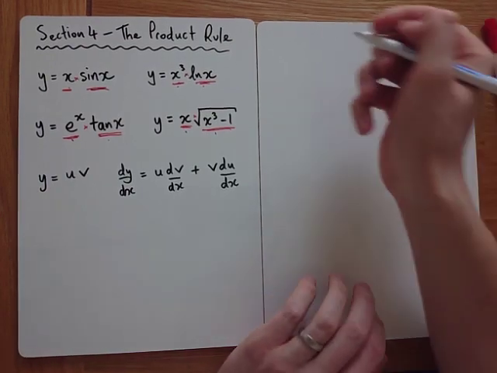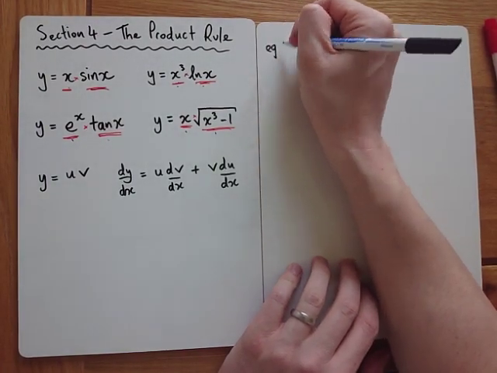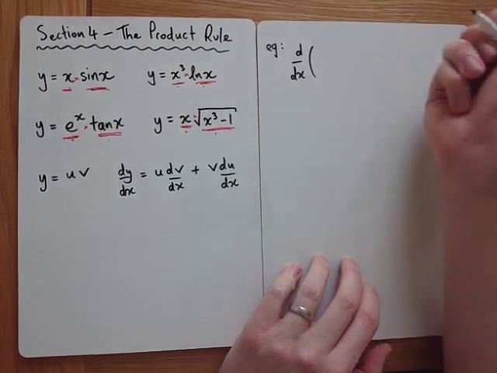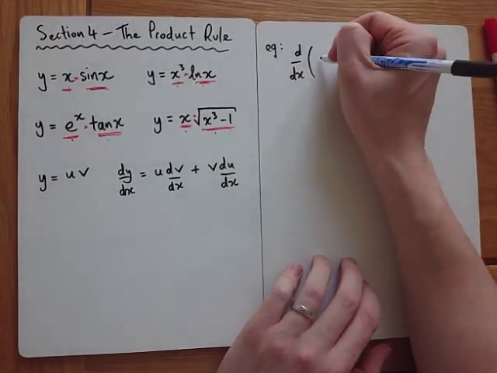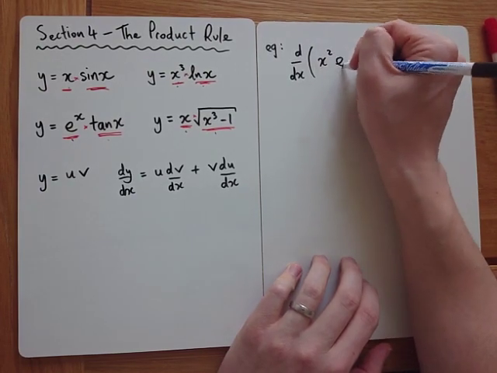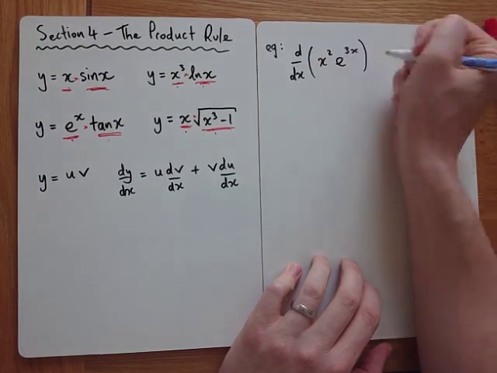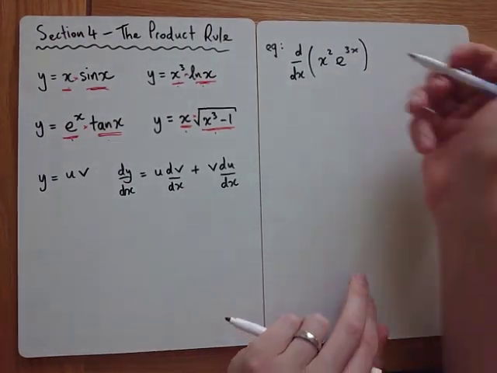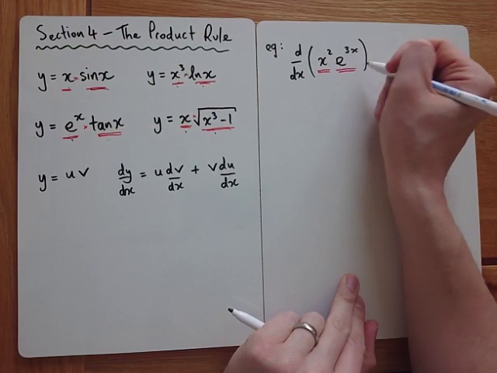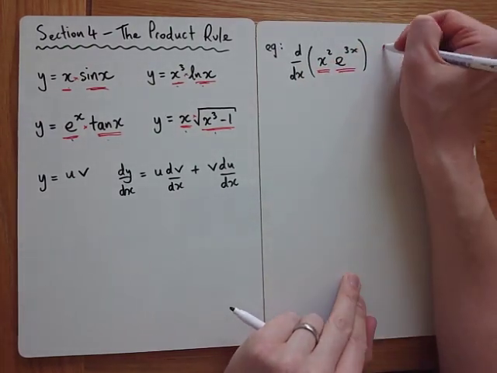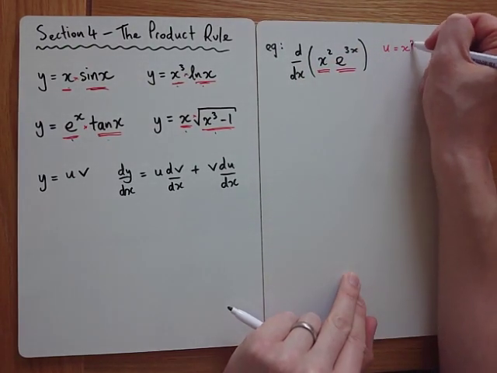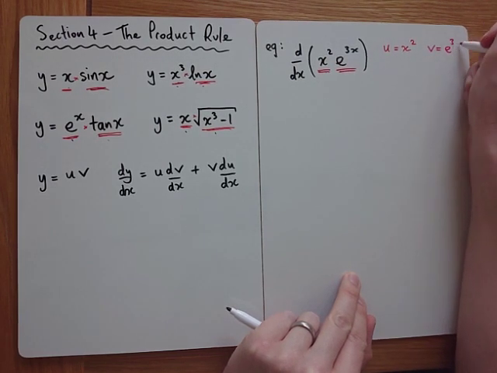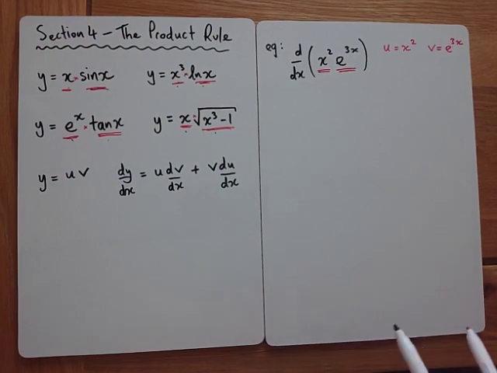Okay, let's try a few quick examples. Remember this notation means differentiate with respect to x. So if I wanted to differentiate with respect to x, x squared e to the 3x, obviously we'd look at that and say, right, we've got two functions multiplied together. So I'll say u equals x squared and v equals e to the 3x.